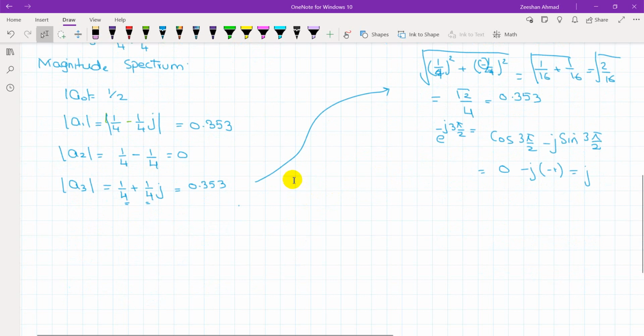So now if we need to plot it, we can plot it directly here. At 0 it is half, so let's suppose this is 0.5 here, and at 1 this is 0.35, so let's suppose if this is 0.5, this will be 0.25. So it means something like 0.35 here. This is 0.5 here, this is 0.353 here. And A2 is 0 obviously, and A3 is again the same value here.